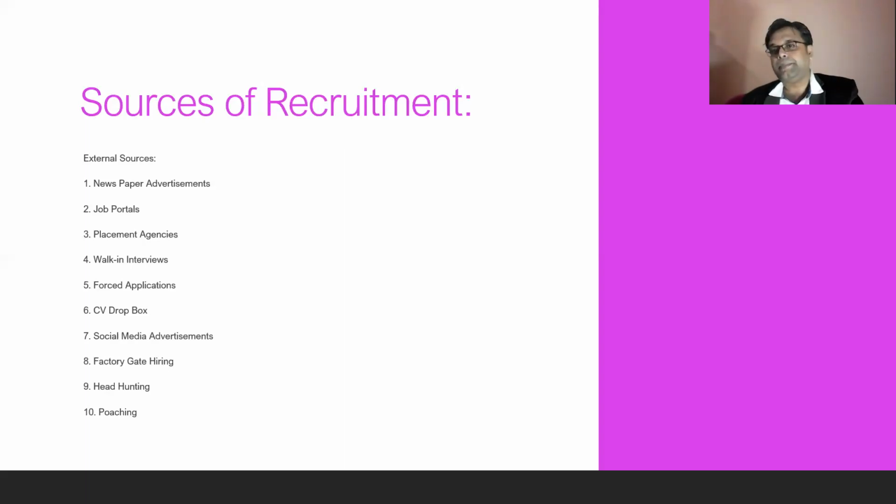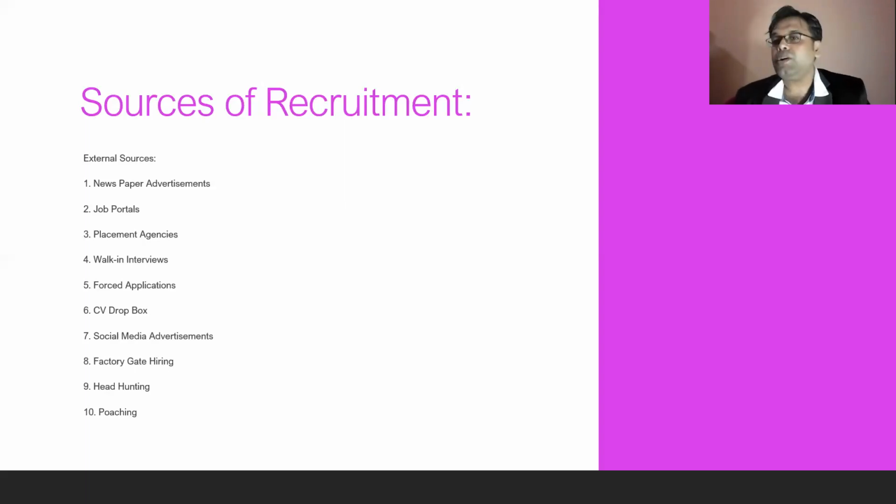Next one is headhunting. There's a very interesting thing, headhunting. Headhunting means identification of, as the term indicates, heads, right? We have to hunt for the heads. That means in a competitive recruitment scenario, you have to hunt for specific heads when there is a bulk requirement.